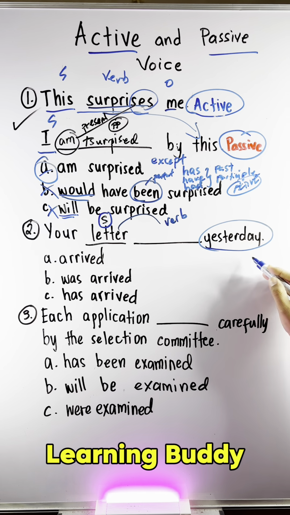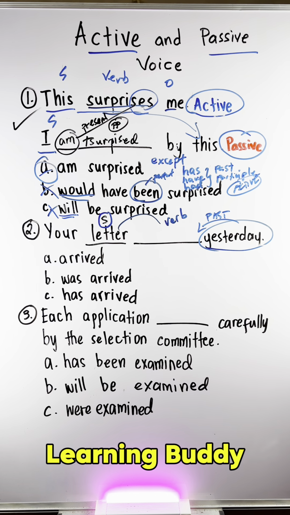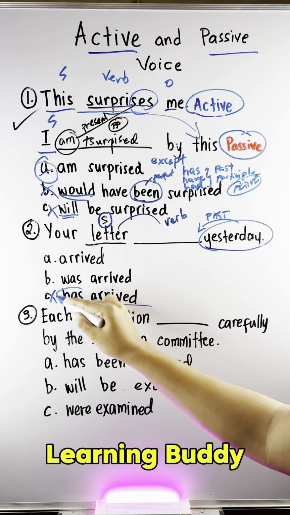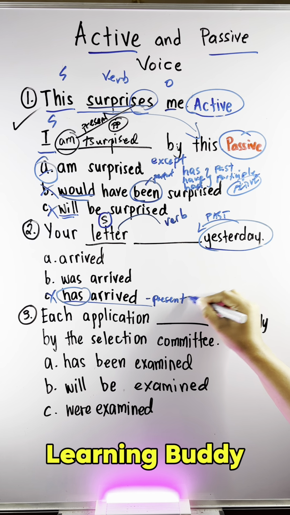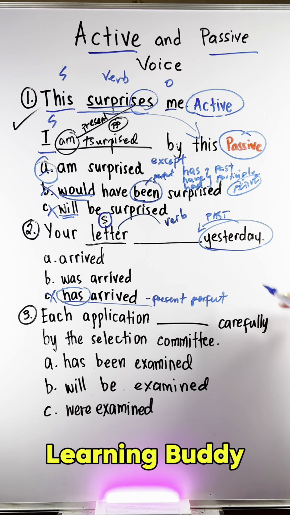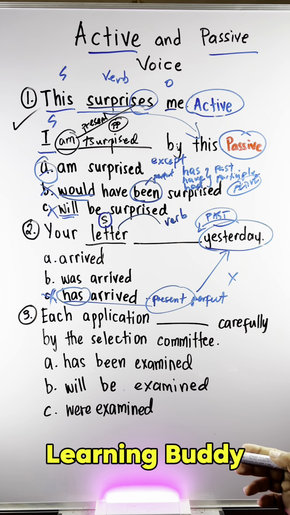We have a clue, the word yesterday, that tells us that the action done by the subject of the sentence was completed in the past. We will not be answering letter C, for the word has is present tense, and the tense of has arrived is called present perfect. We cannot use the word yesterday with present perfect because the word yesterday is a definite time indicator for completed actions. Is it A or B?